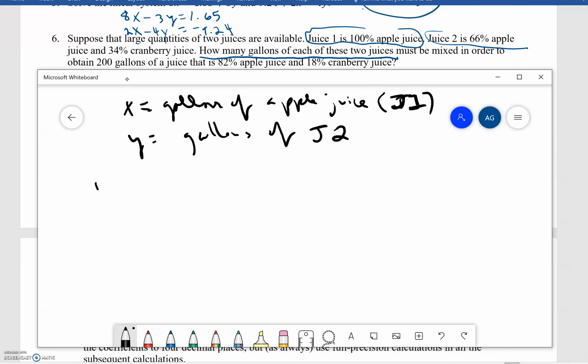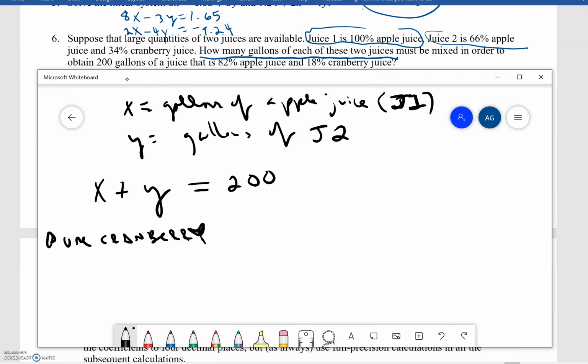So the first equation that I would write is just a simple total amount equation. If I add these gallons to these gallons, then I get 200, because that's what I want to make, 200 gallons of a third juice. And from there, I'm going to write what I like to think of, in this case anyway, as a pure cranberry equation. I could also write a pure apple equation. It doesn't really matter.